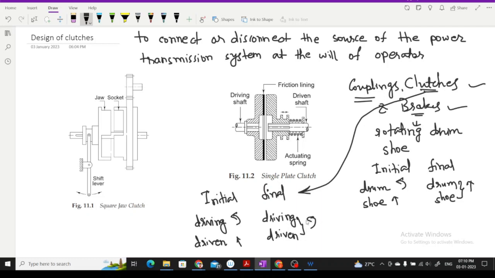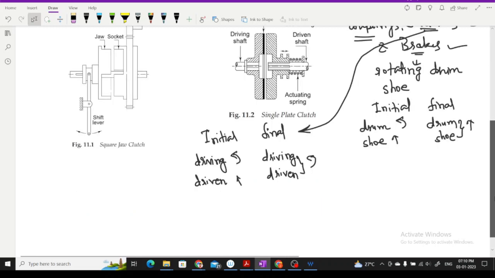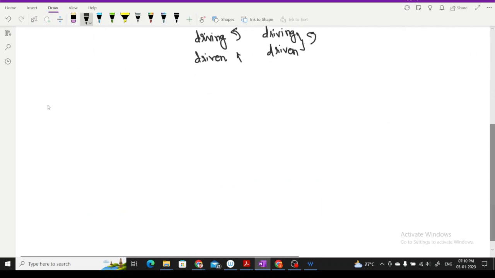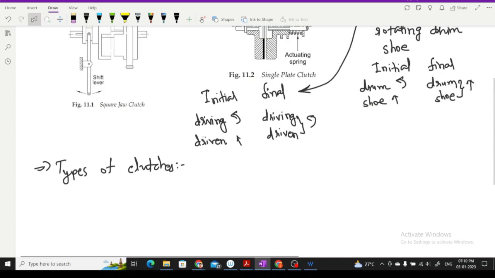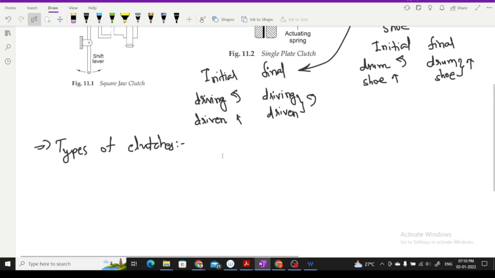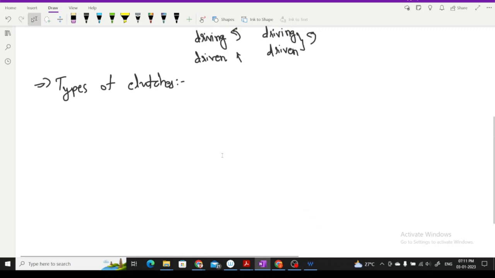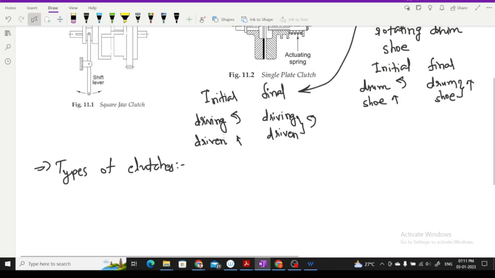Now there are various types of clutches. Excuse me, sir. Yes. In case of a clutch, initially it is in the engaged position, right? So the driving and driven members will both be rotating initially?